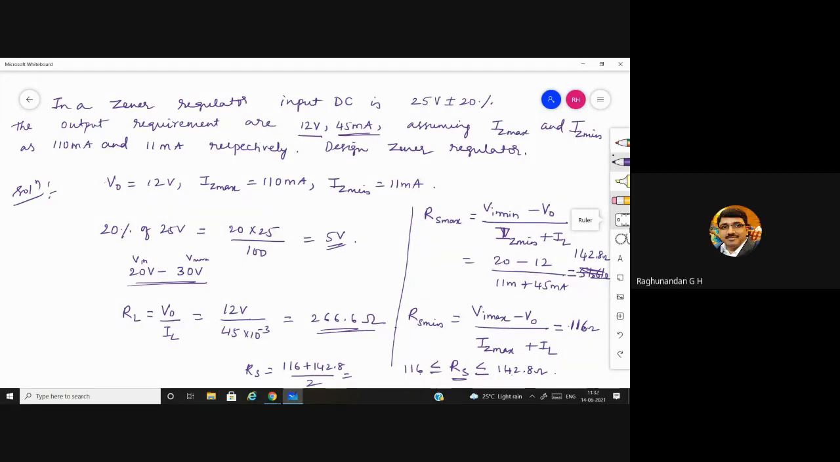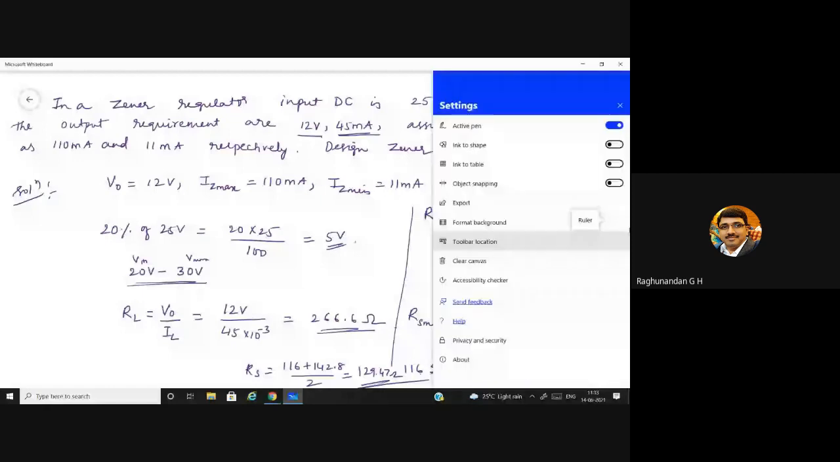129.47 ohm. So this is the resistance value which we need to use. Why did we find RL, sir? RL is also resistance. We have to design, which means you have to find resistance values. Whatever resistance is not given, we have to find all those resistances. Okay, sir. Thank you, sir.